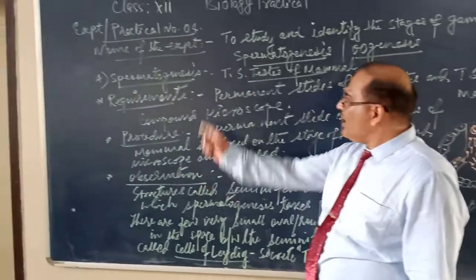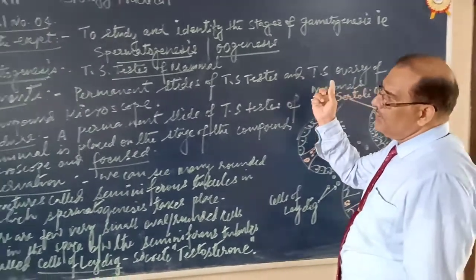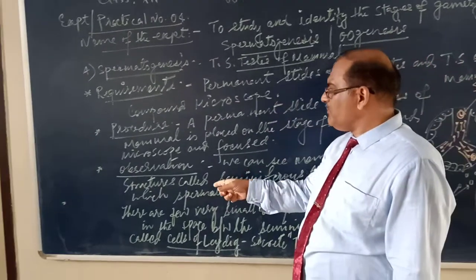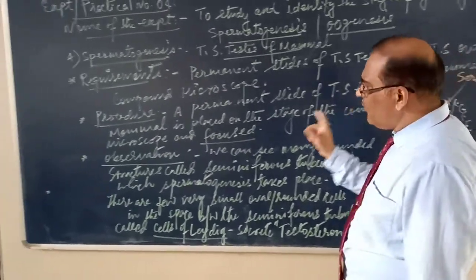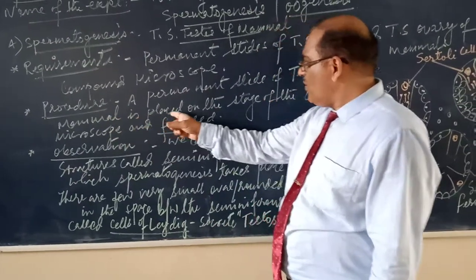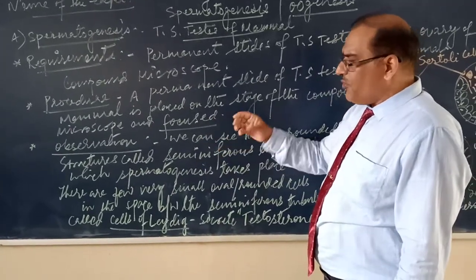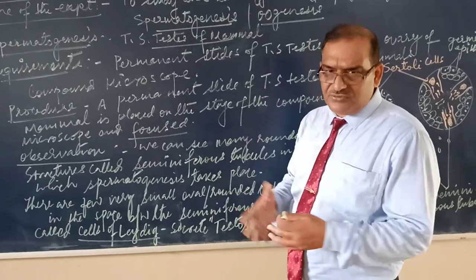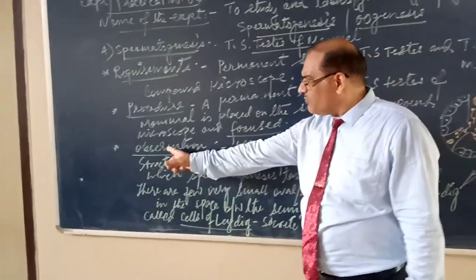spermatogenesis. Requirement: we require a permanent slide of TS testis and TS ovary. We need a compound microscope for study. Procedure: first of all, we take a permanent slide of TS testis of mammal, place this slide on the stage of the compound microscope and focus. After focusing, we can see the TS testis picture, and now comes the observation.